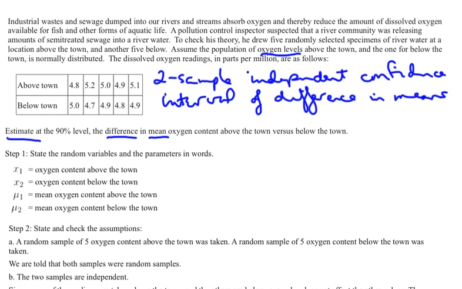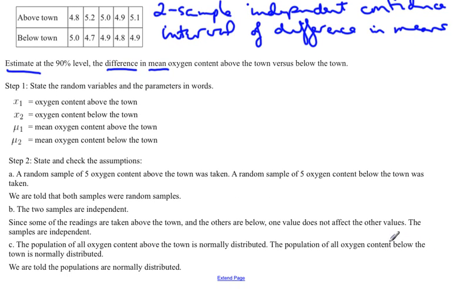Now we can go ahead and state and check our assumptions. So there are certain assumptions to a 2 sample independent. The first assumption has to do with the type of samples. So there was a random sample of 5 oxygen contents above the town was taken.